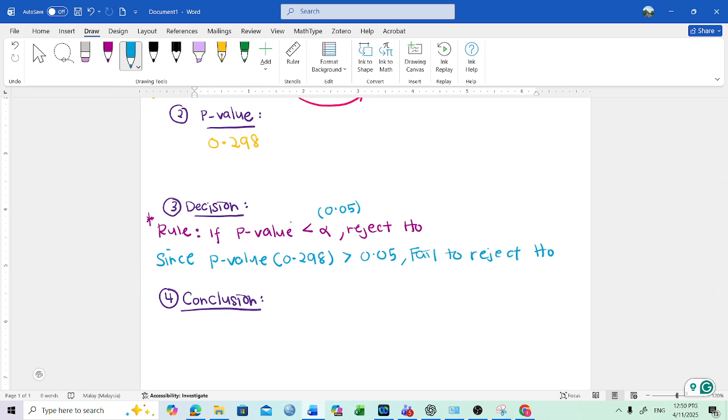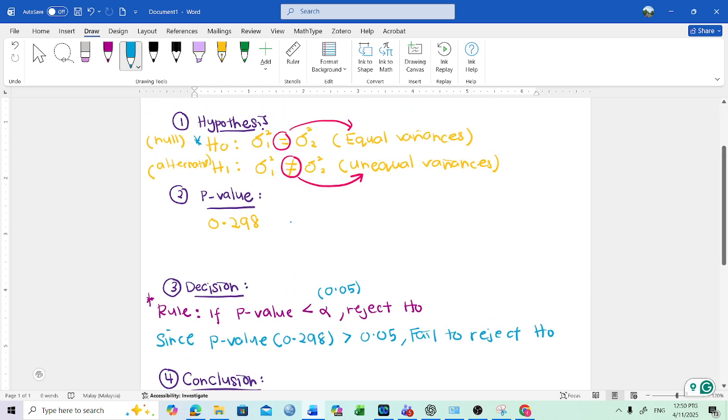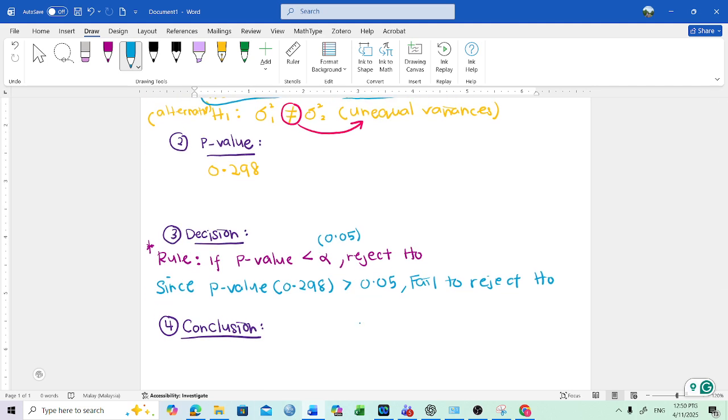So fail to reject, right? If we fail to reject, go back to your hypothesis. Fail to reject meaning that you cannot reject the null hypothesis. This is our null hypothesis. Okay, we cannot reject this one. Fail to reject meaning that our conclusion is we assume equal variances. So the conclusion is assume equal variances.